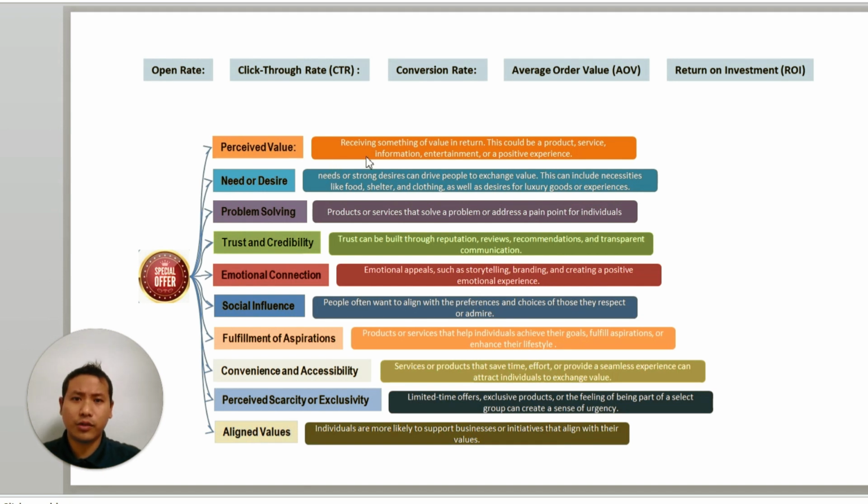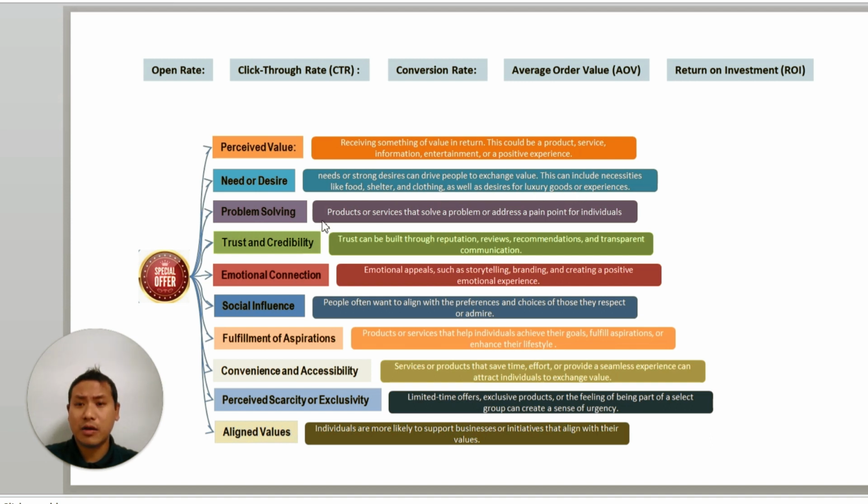So the perceived value: receive something of value in return. This could be a product, service, information, entertainment, or a positive experience. So basically, here's the offer, and the offer is related to the perceived value, right? And this is similar to that. You have the special offer. This offer fulfills the needs and the desires of the audience. Needs or strong desires can drive people to exchange value. This can include necessities like food, shelter, and clothing, as well as the desire for luxury goods and experiences.